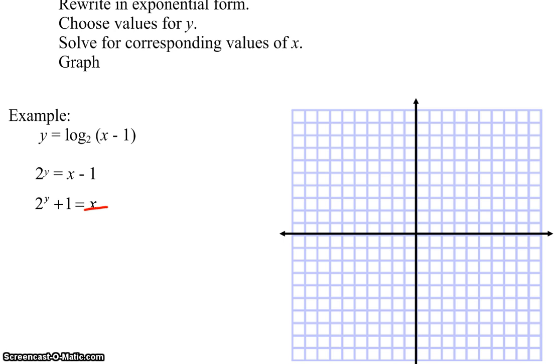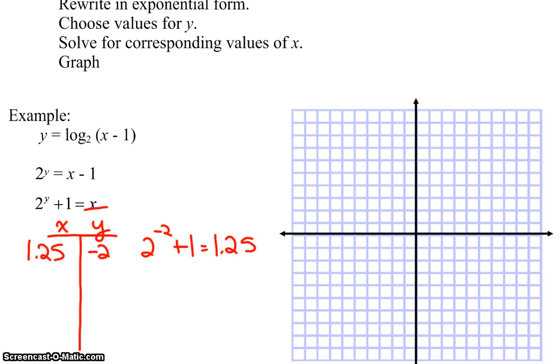Now, these problems cannot be done on your calculator because they are not base 10. The log key on your calculator is everything done in base 10. So I'm simply going to set up an xy table, and I'm going to set values for y. So first I'm going to pick negative 2. So that's 2 to the negative 2 plus 1. That's 1/4 plus 1 is 1.25. So my x value is 1.25.